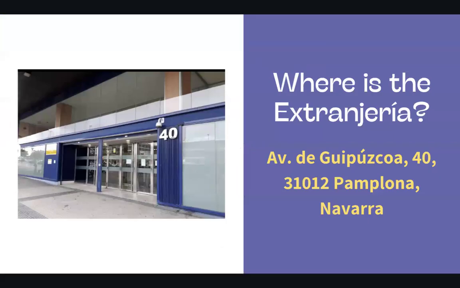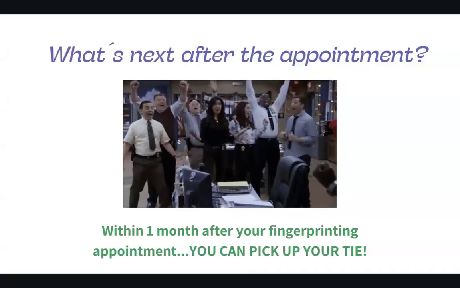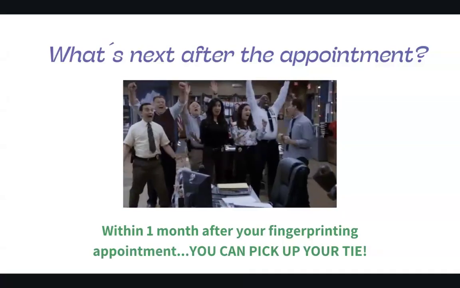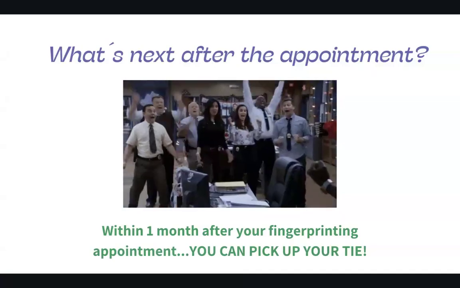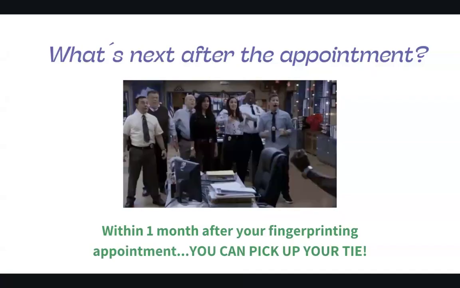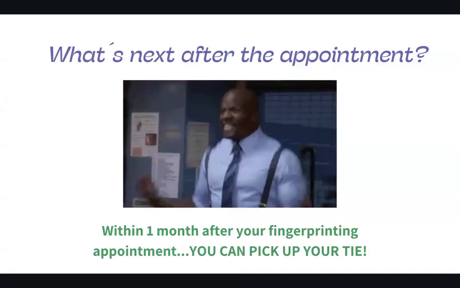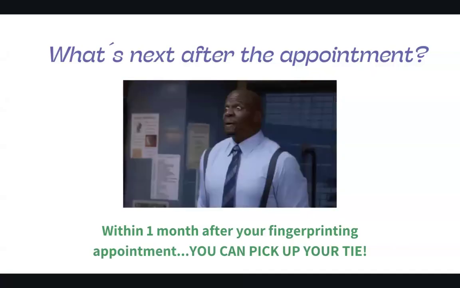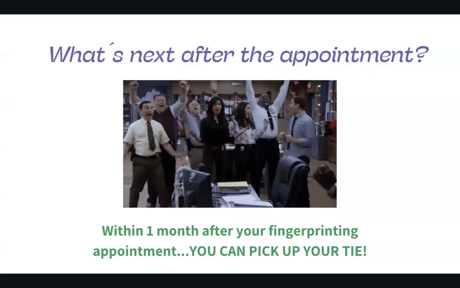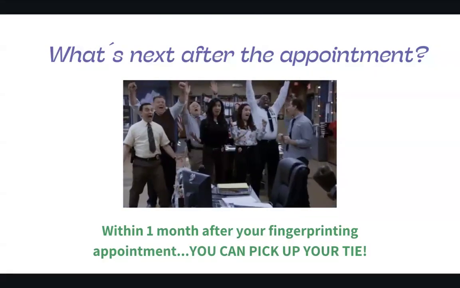So where's the extranjería? If you haven't been yet, it's a little out of the centro. It's in this address, and it looks like this. It's literally the police station. So what's next after the appointment? Well, after every TIE fingerprint appointment, within a month you can get your card in the police station without any previous appointment or any reserved appointment prior.